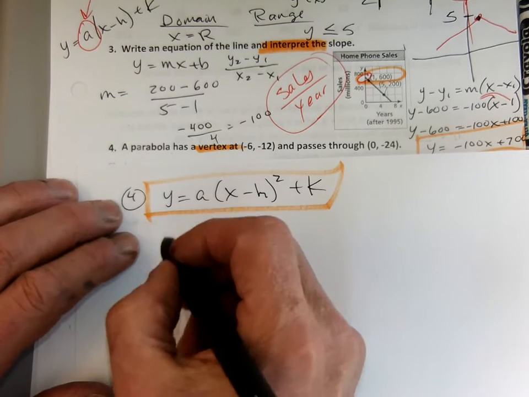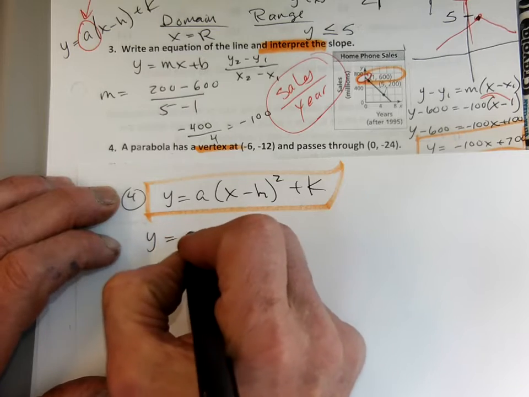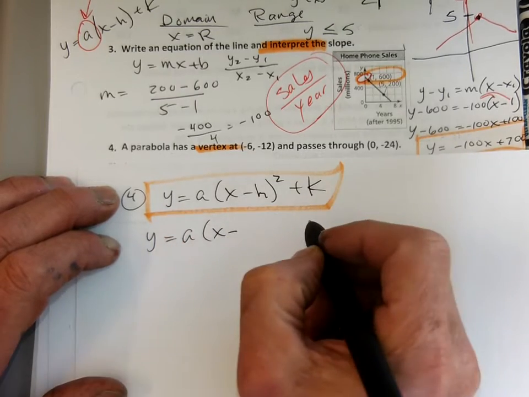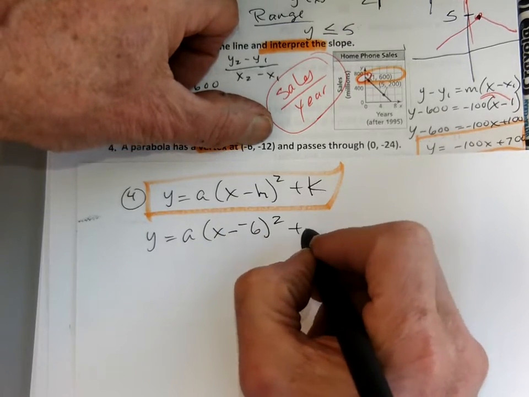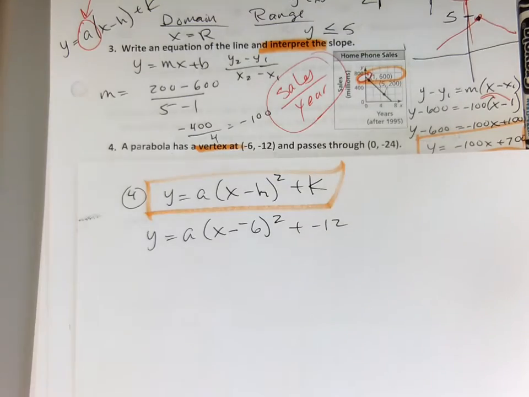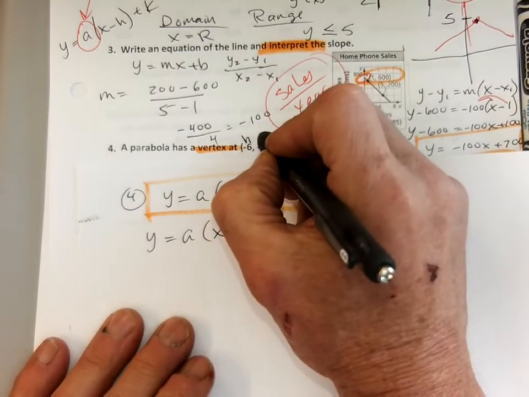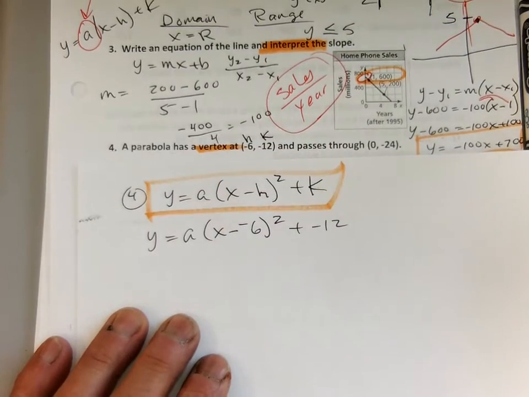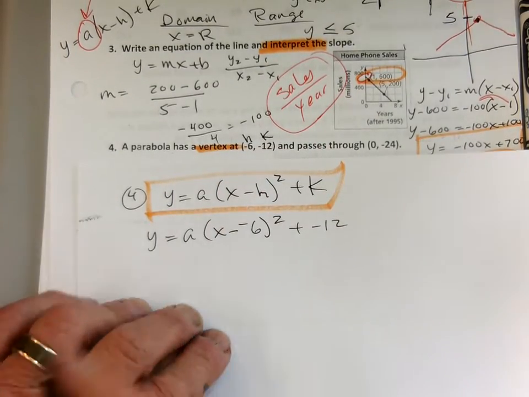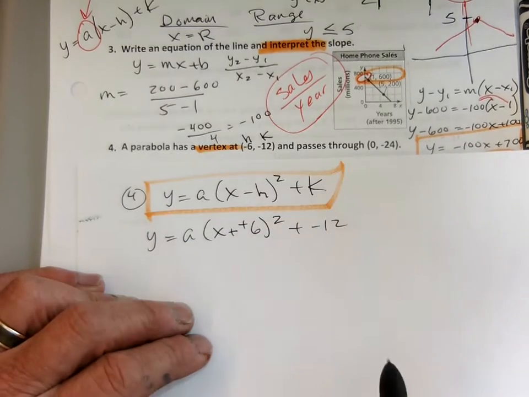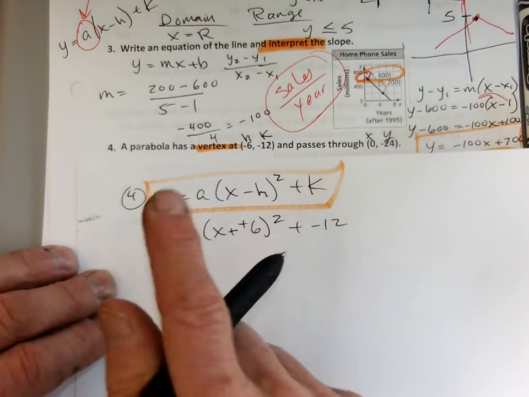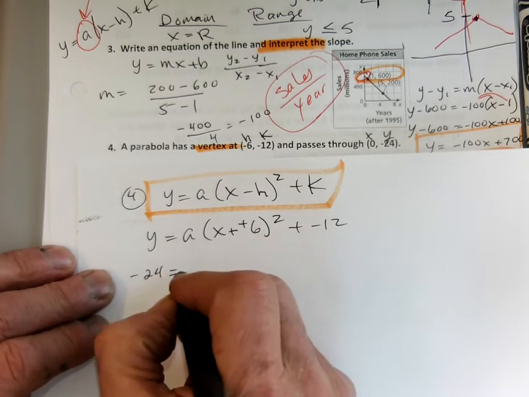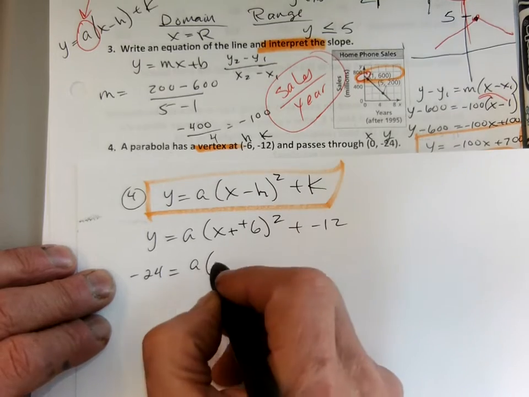Well, I do it in two steps. You don't have to. Y equals a times x minus 6 squared plus negative 12. So I put in my vertex h, k, correct? Double negative, I'll just change that. Now, we need a point, x, y. My negative 24 goes in for y. I'm going to put in my 0 for x.